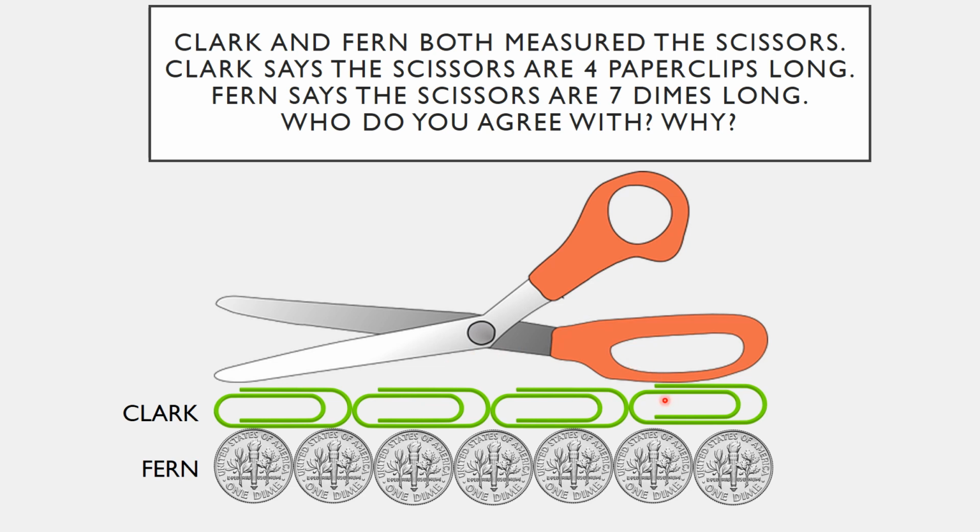But let's look at Fern's. Fern is using dimes to measure. Let's count. 1, 2, 3, 4, 5, 6, 7.